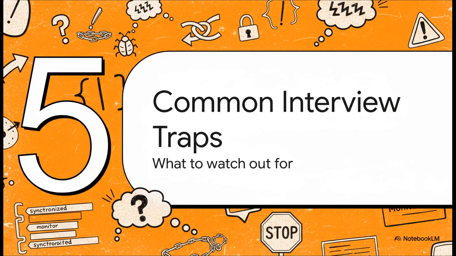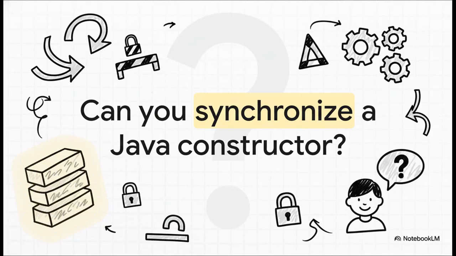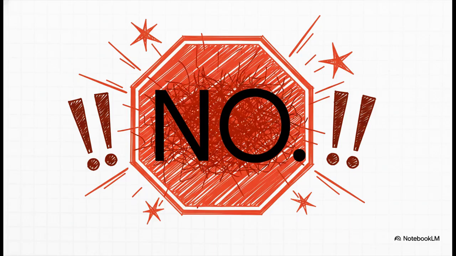Okay, you've got the fundamentals down solid. Now let's talk about where people tend to get tripped up. These are the tricky questions and common mistakes that you're almost guaranteed to see in a technical interview about concurrency. And here it is, the absolute classic Java interview question. You're sitting across from the hiring manager, they lean forward, and they ask you, can you put the synchronized keyword on a constructor? What do you say? The answer is a simple, confident, and emphatic no.